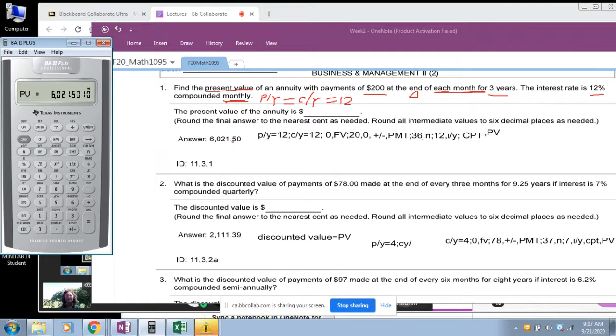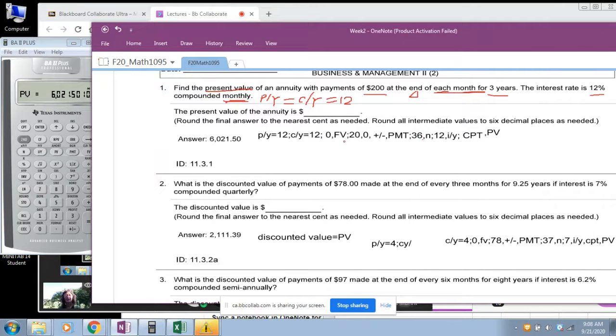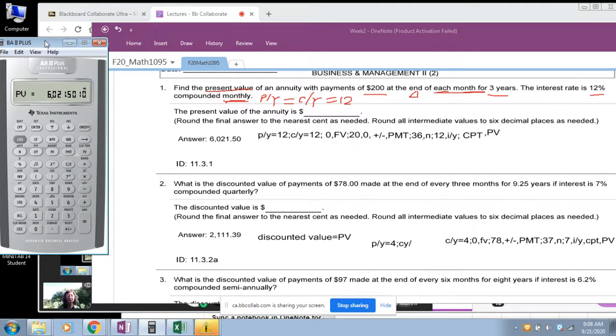So this is the calculator method. I also wrote down the brief steps here. Calculator: PY equal to 12, CY equal to 12, 0 is the future value, 200 is negative PMT, 36 is N, 12 is interest. Compute PV and you will get this number. All right, so this is session 3: compute present value for an ordinary simple annuity, calculator method. So now, what is the formula method?